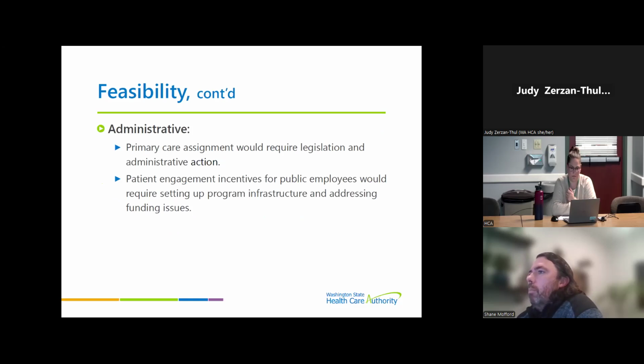Administratively, primary care assignment would require legislation and administrative action by all of the payers. So it's not without administrative burden. And then patient engagement incentives for public employees, which is, by the way, one of the potential areas where you could have a recommendation, would definitely require setting up program infrastructure and addressing funding issues. Next slide, please.